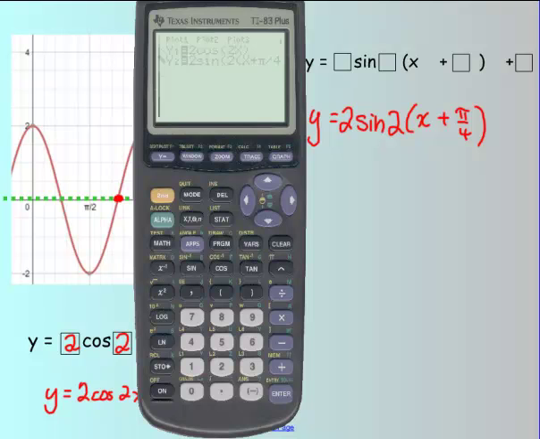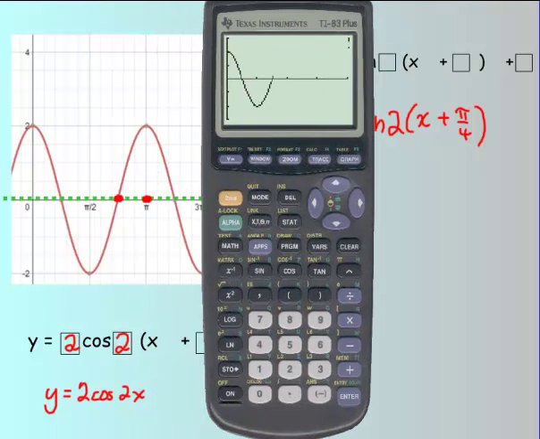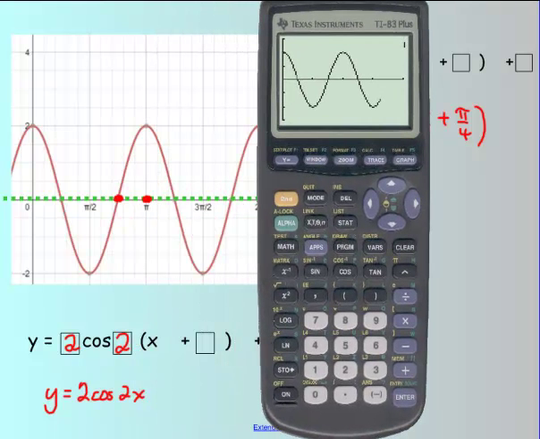All right, let's graph them. There's my first one. That looks just like it. Hey, biscuits! It matches up.